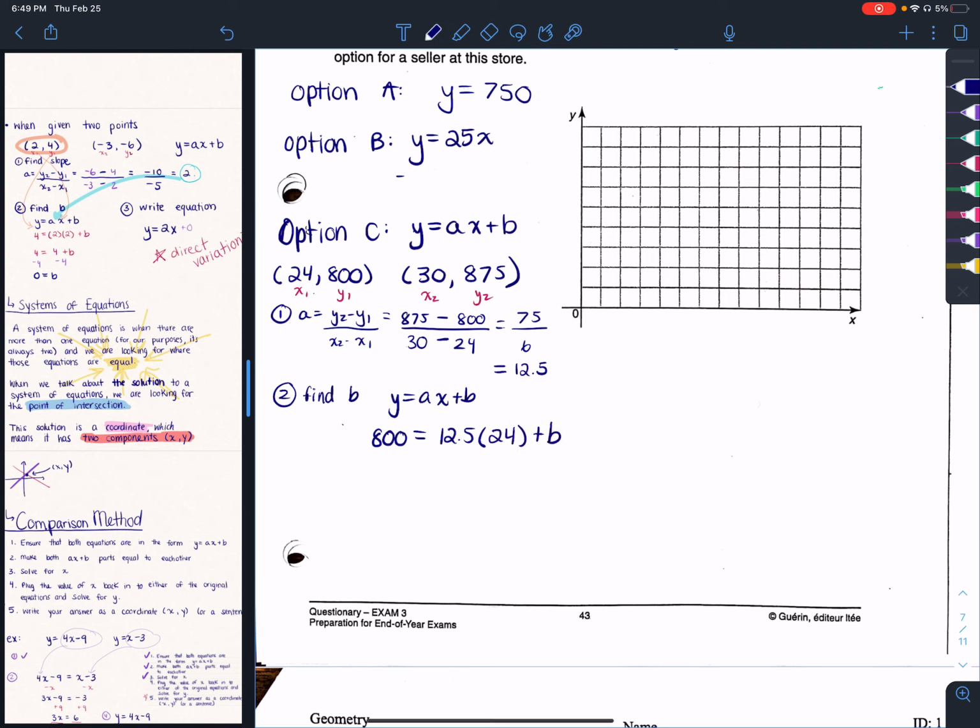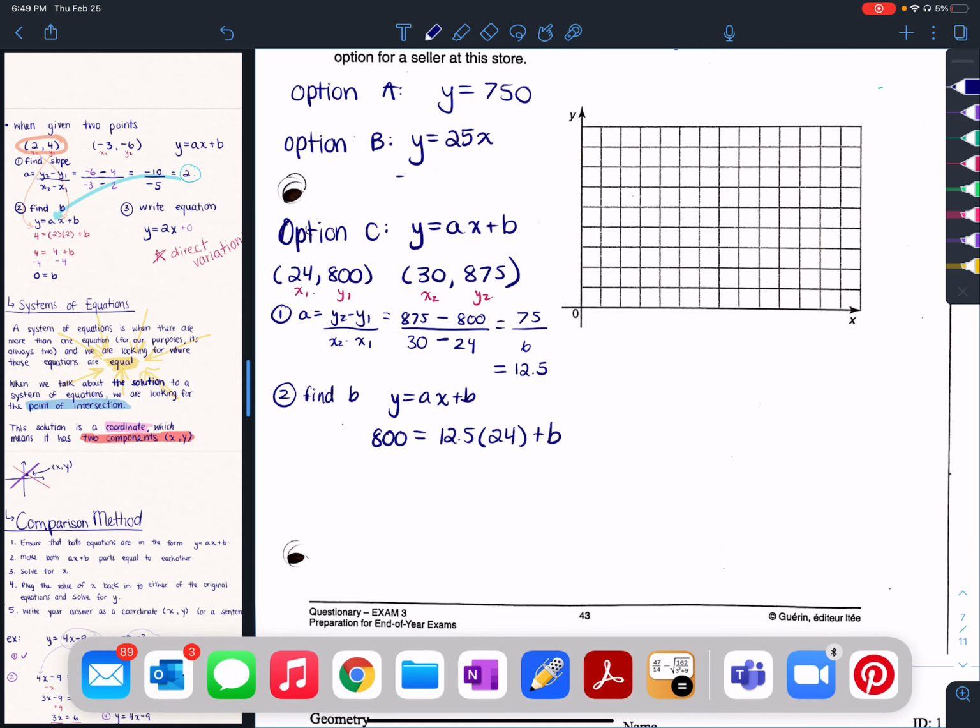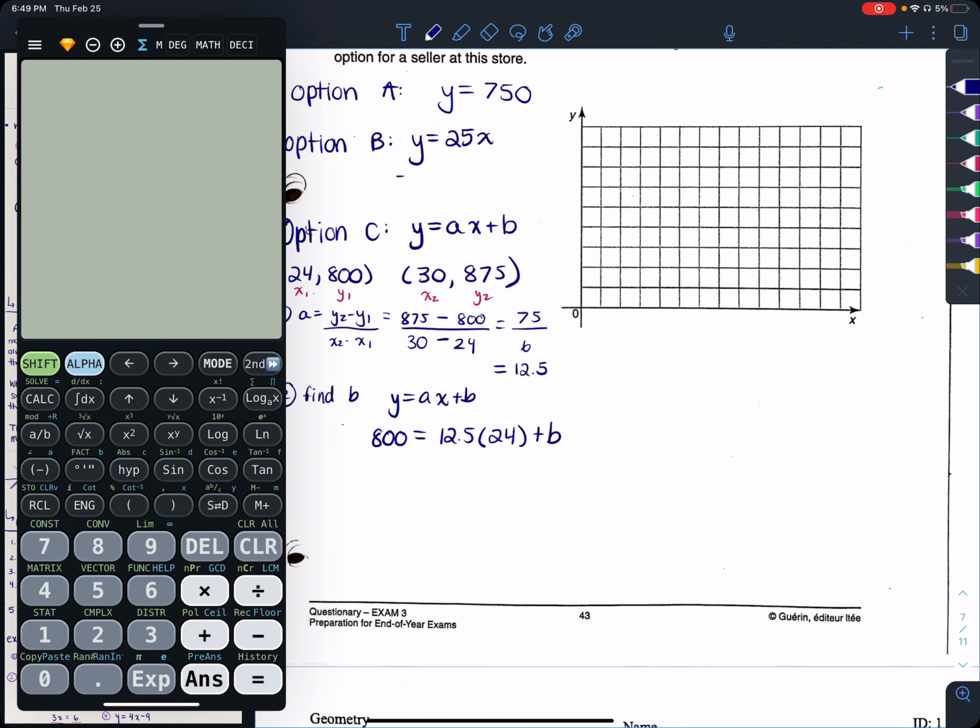Now we're going to solve for this b. Why did I get rid of my calculator? I still need my calculator. Come here. $300. We have to move our 300 over, we'll subtract it from each side, and we are going to get 500.